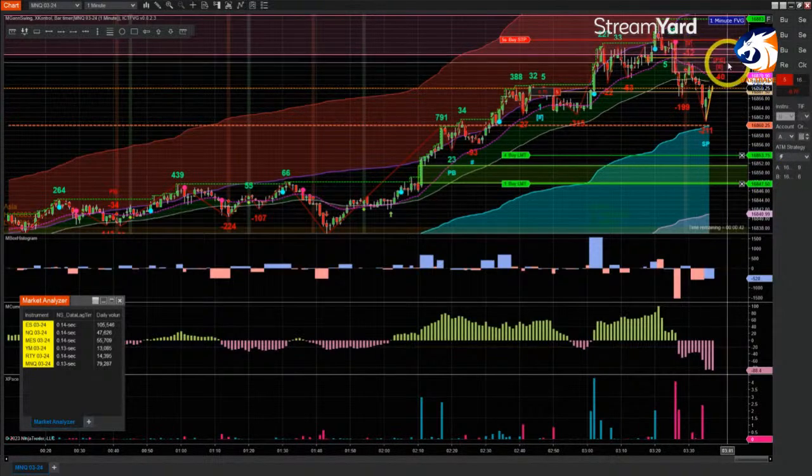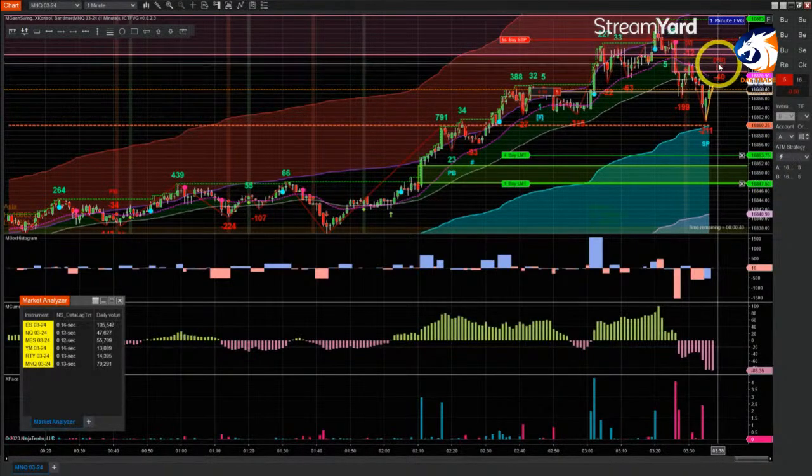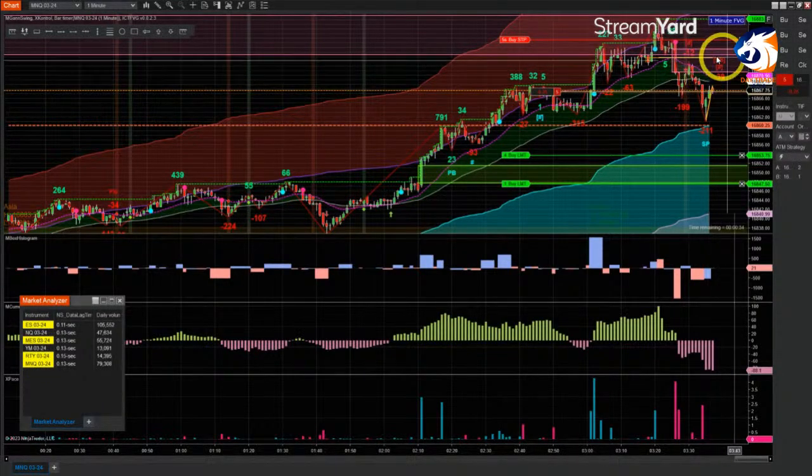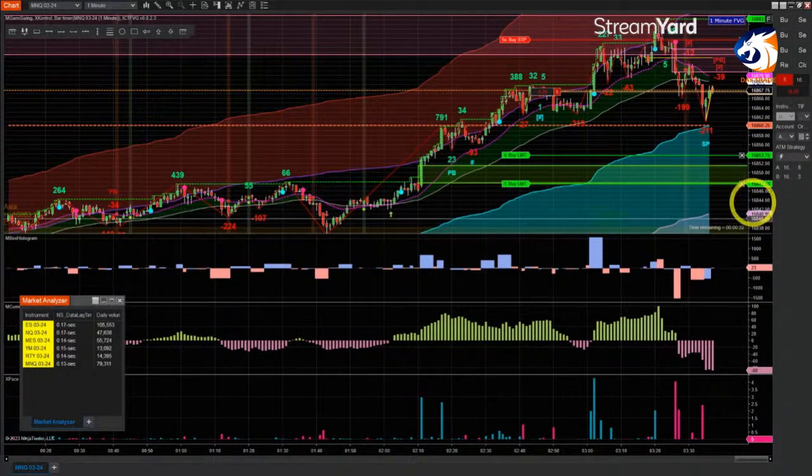Getting a strong algo signal right there. This is what we call a triple algo. Pullback, three stooges, and a selling imbalance. Triple algo. However, look at this.